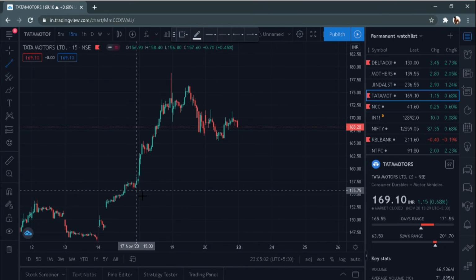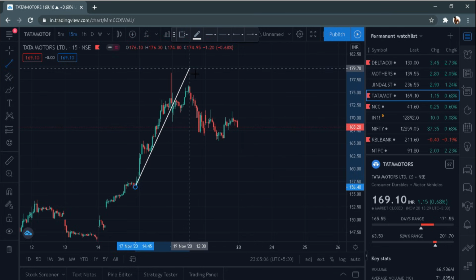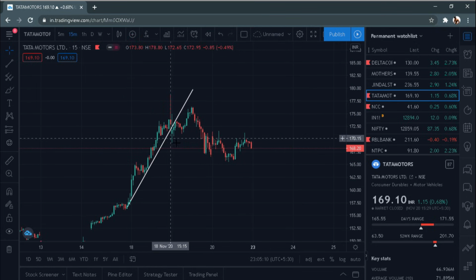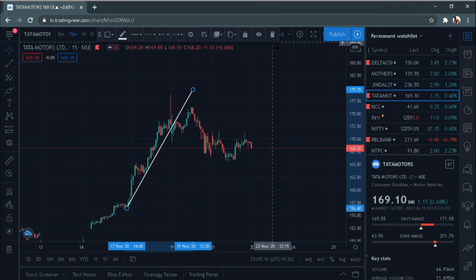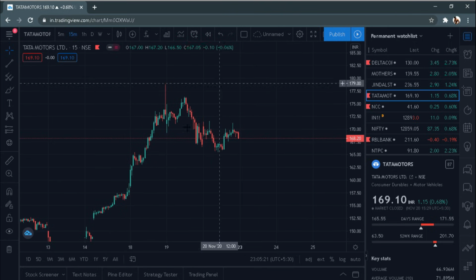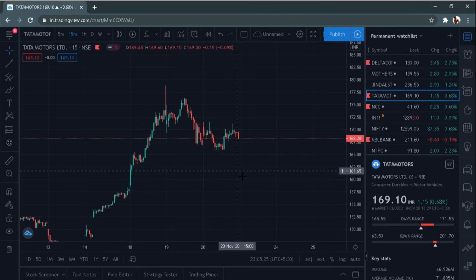So you can see this uptrend is broken over here. You can see I drew this trend line right here. This trend line was broken over here, and then you can see the trend has reversed. So this was just a basic example. Now looking at the trend, the trend is going downwards. So what we will do is look for selling opportunities.